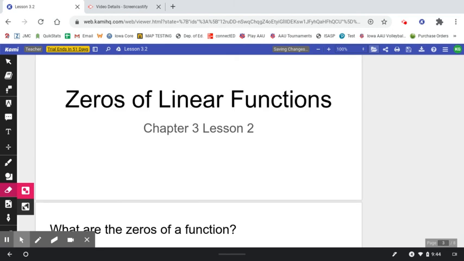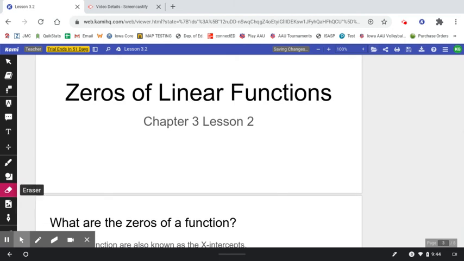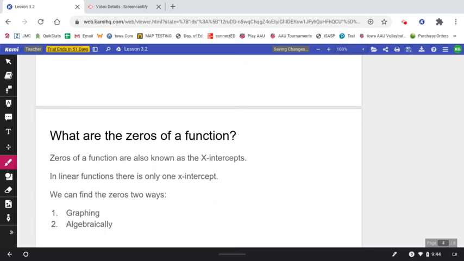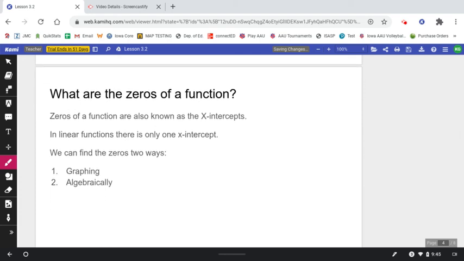Okay, chapter 3, lesson 2 is called the zeros of linear functions. The zeros of a function are also known as the x-intercepts. So when they're asking you to find the zero of a function, what they're asking you to find is the x-intercept. In linear functions, there is only one x-intercept because a straight line may only intercept your graph in one spot on the x-axis.